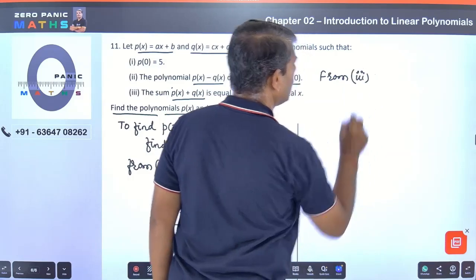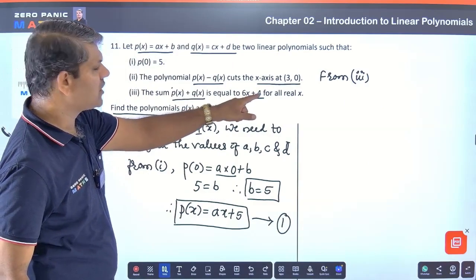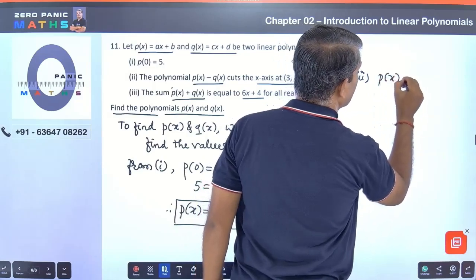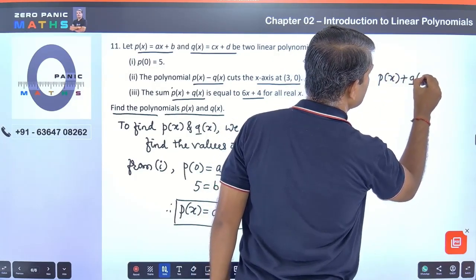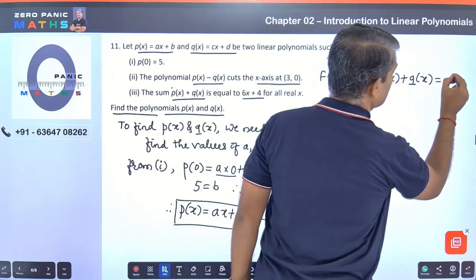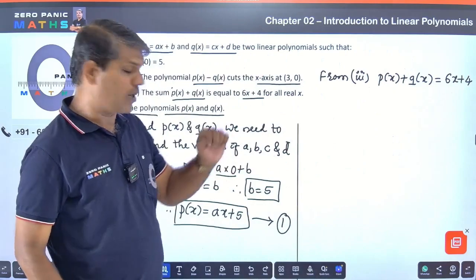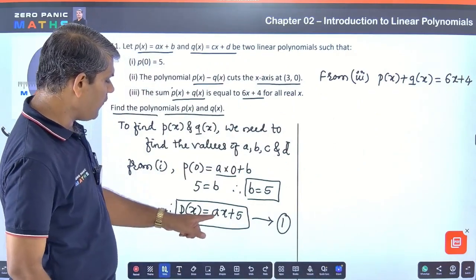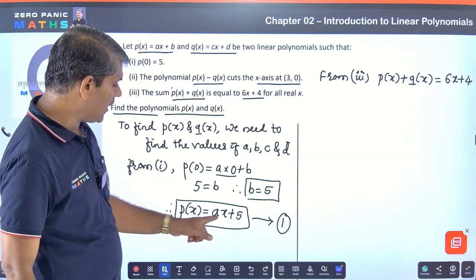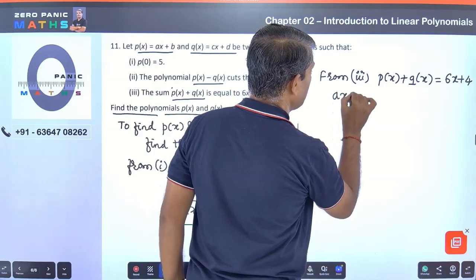From the third point, p of x plus q of x is equal to 6x plus 4. Let me write that first. P of x plus q of x is equal to 6x plus 4. That is the linear polynomial. Now, why I am considering this equality, you will come to know. So what is p of x by equation 1? Write the modified version of p of x, ax plus 5.